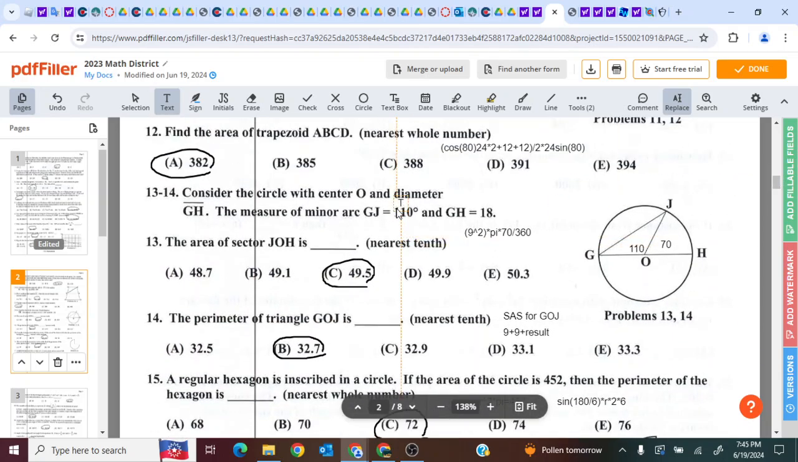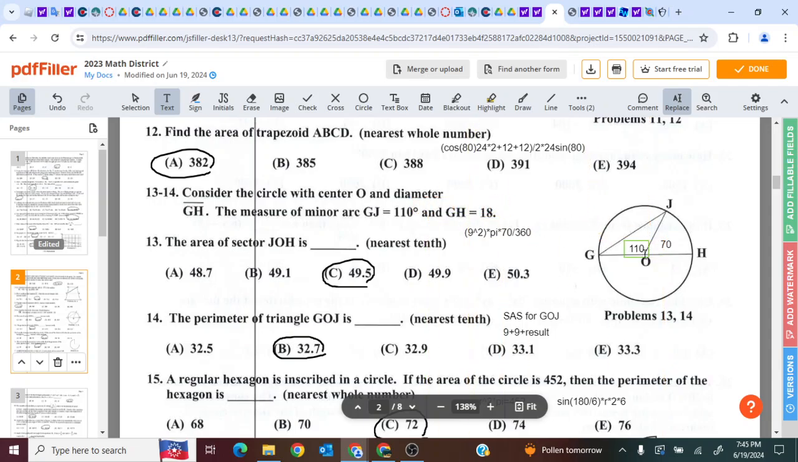GH, the measure of minor arc GJ is 110 degrees, and GH is 18. What is the area of sector JOH? Okay, if arc JG is 110 degrees, that's telling you this central angle right here is also 110 degrees. That's what the definition of the measure means in this case. So since these two angles are supplementary, this angle right here is 70 degrees. And then your radius is going to be this diameter, 18 over 2.